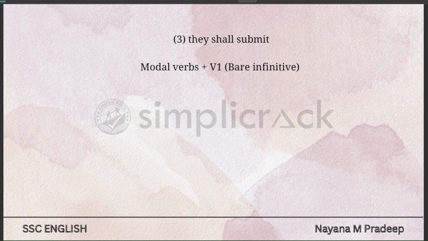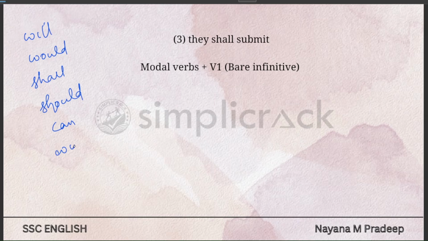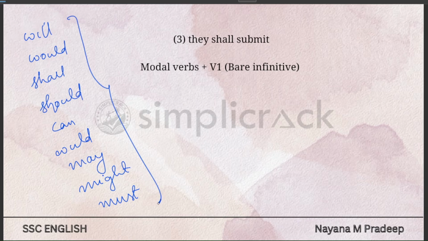Now, which are the modal auxiliary verbs that you're familiar with? You have will, would, shall, should, then can, could, may, might, must, etc. We have all these modal auxiliary verbs, and along with these verbs, we always have to use the V1 form or the bare infinitive form.